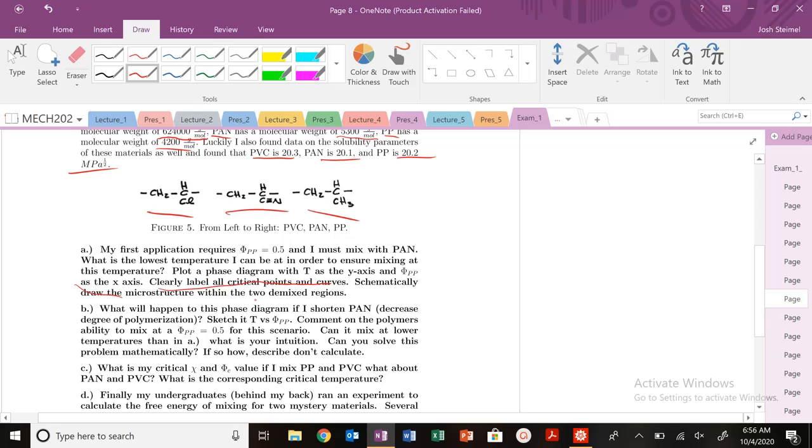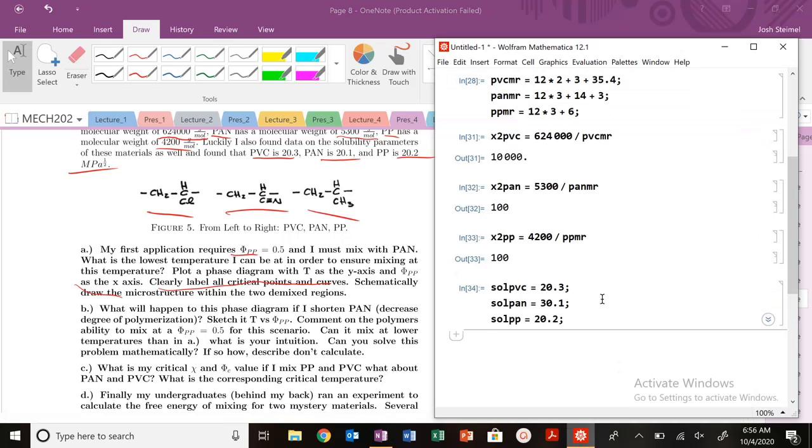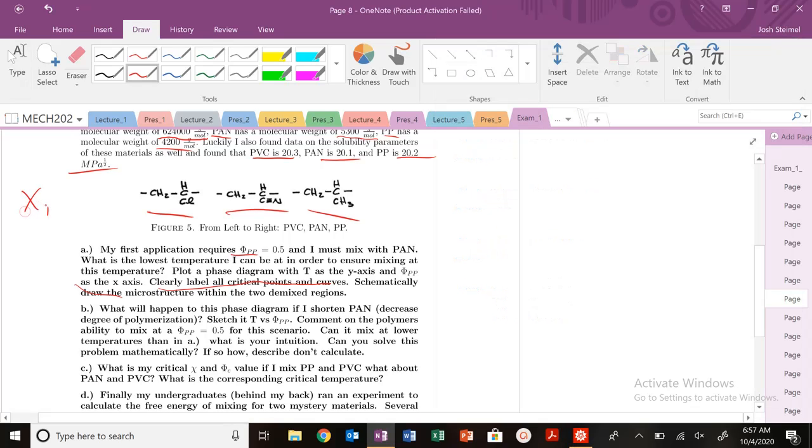So we know that if I'm mixing polypropylene PP with PAN right here, I'm looking at a mixture where my x1 and my x2 are equal. The degree of polymerizations are equal. So I know I'm going to get a curve like this. If I'm sticking with what we usually do, I'm plotting PP. I know my critical point is going to be right here at 0.5. It is going to be symmetric, and it is going to mix at low values like this.